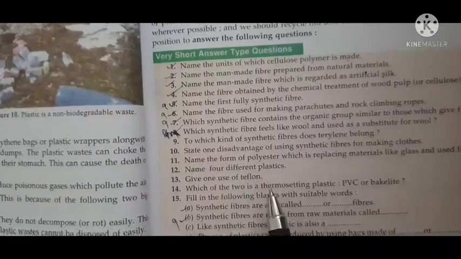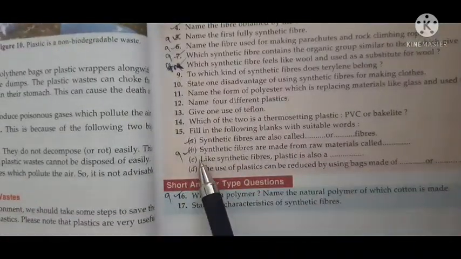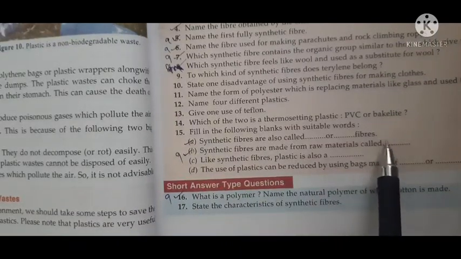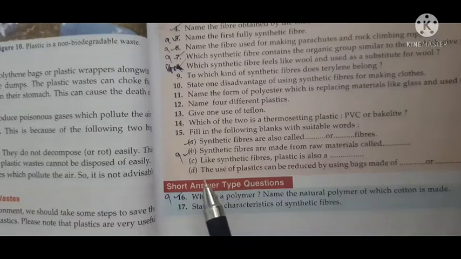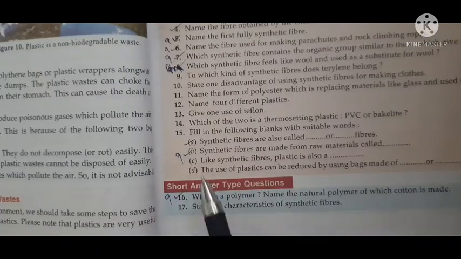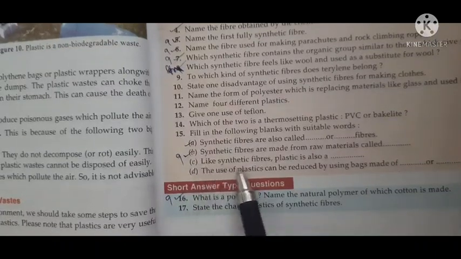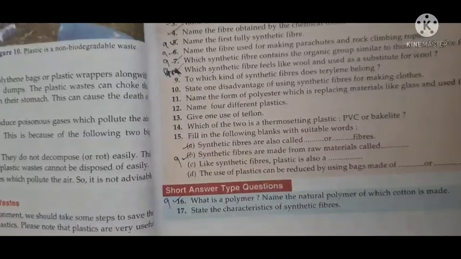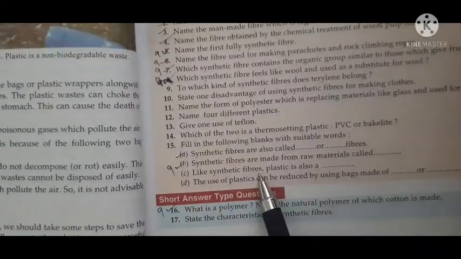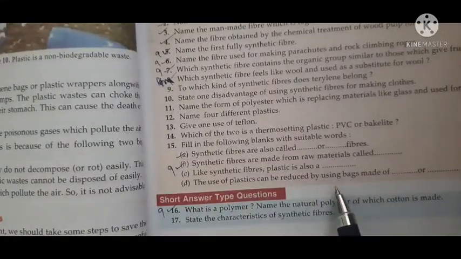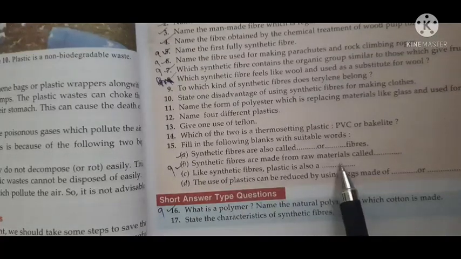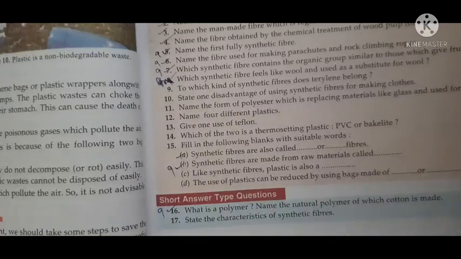Now see question number 15, B part. Synthetic fibers are made from raw materials called petrochemicals. Question number 9C. If I have not given this for homework, you can do it in classwork also. Like synthetic fiber, plastic is also a... What will come here? Write the answer for this. I will not tell.